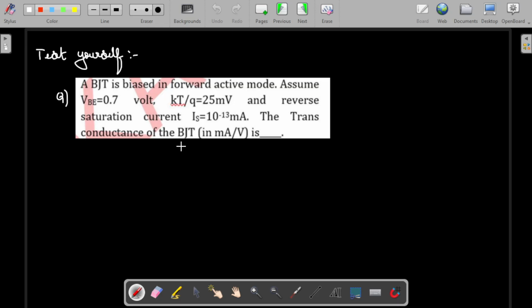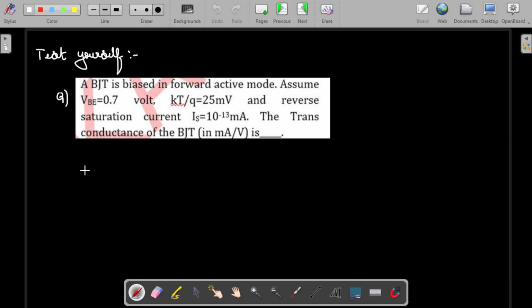A BJT is biased in forward active mode. Assume VBE is equal to 0.7, kT by q is 25 millivolt and reverse saturation current IES is equal to 10 power minus 13 milliamps. They are asking what is the transconductance of the BJT. So please pause the video and try to answer it.